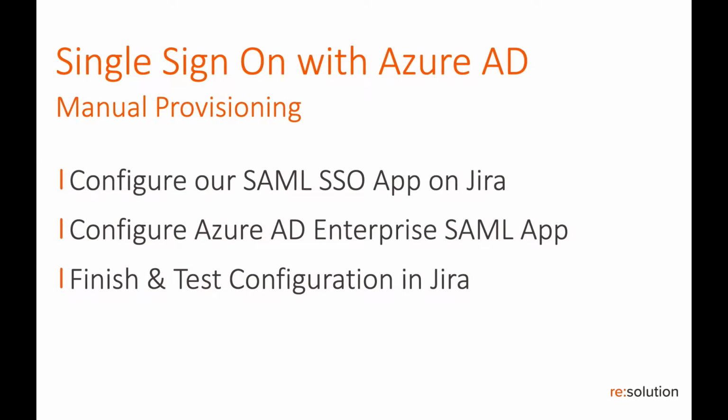So what we'll do is we'll configure our SAML Single Sign-On app on Jira. We'll start off there in our wizard. Then somewhere in the middle, we jump over to Azure AD and create an enterprise app there to be able for Azure to accept our SAML authentication requests. Then we go back to the Jira side, finish the configuration and test it so that we can make sure it actually works.